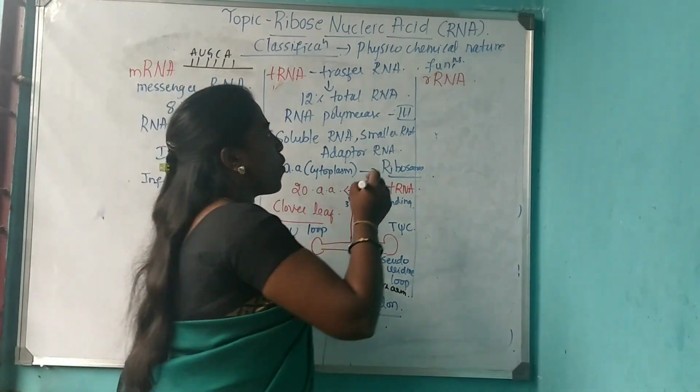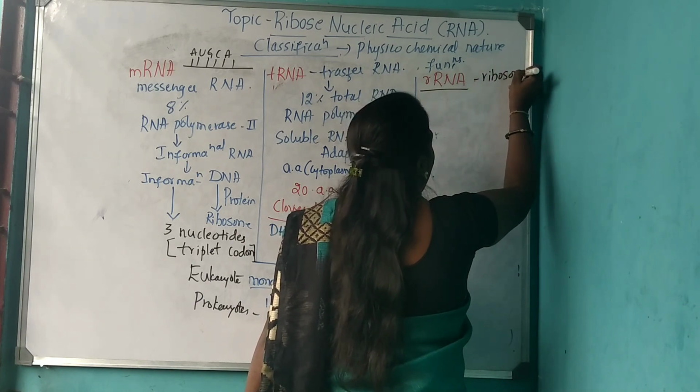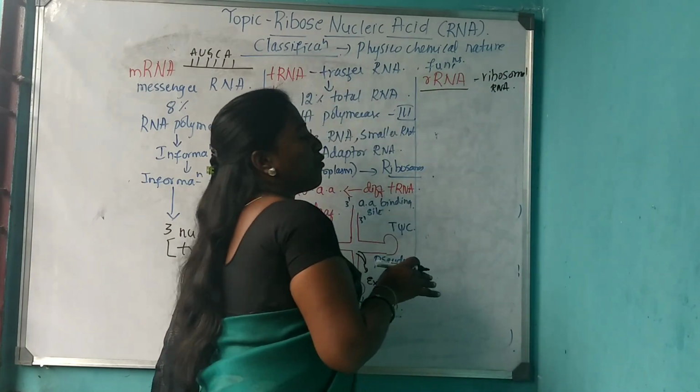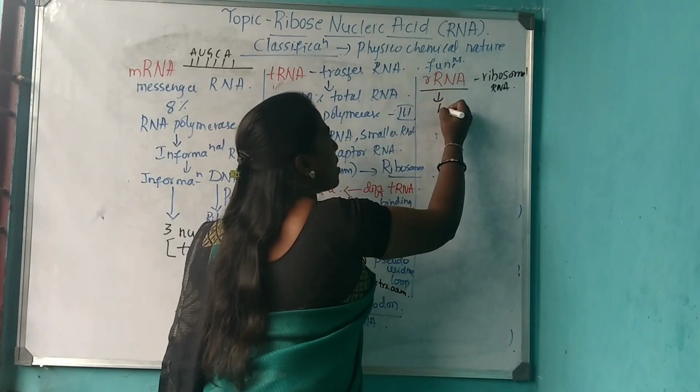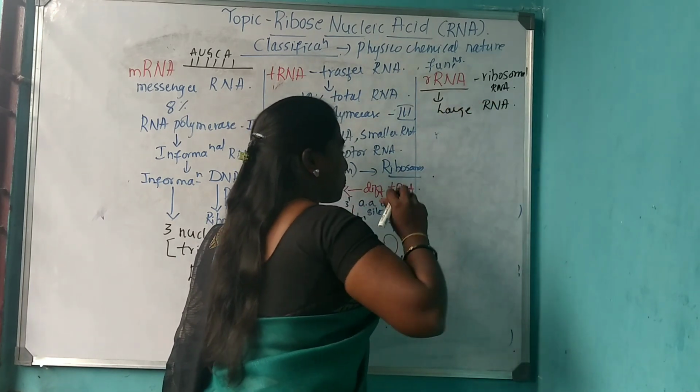So rRNA stands for ribosomal RNA. So it is nothing but what? Ribosomal RNA. As it is abundantly found in the ribosomes. Okay. So this is the large RNA.